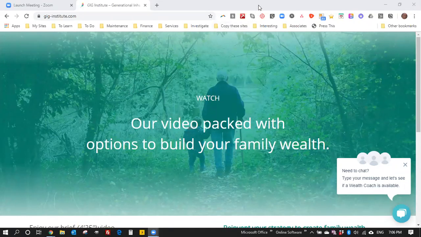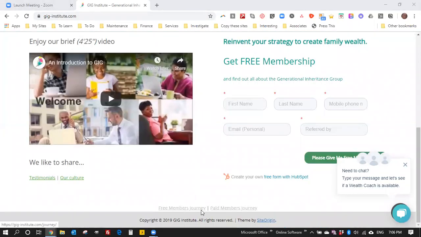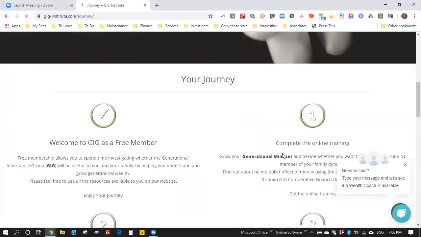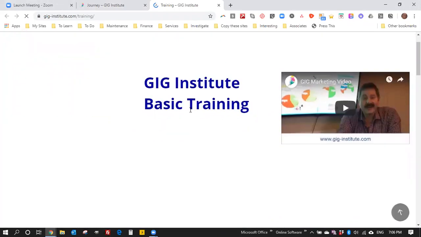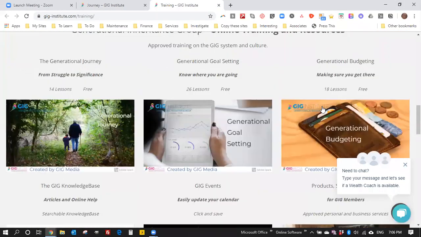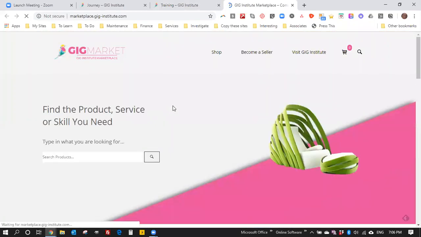To reach the marketplace, all one has to do is go to giginstitute.com, and either on the free members or paid members journey, and I'm going to start on the free members journey, one then goes to the training, the online training, and once you're on the online training, down near the bottom of it is the product, services, and skills for gig members. Clicking on there takes you through to the marketplace.